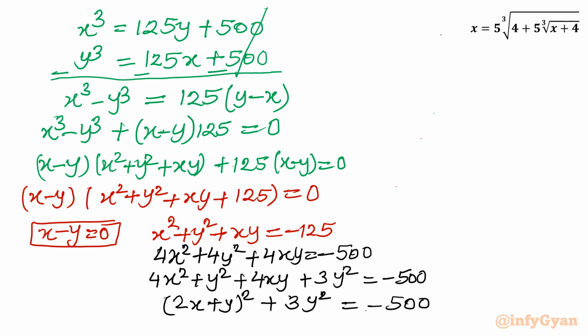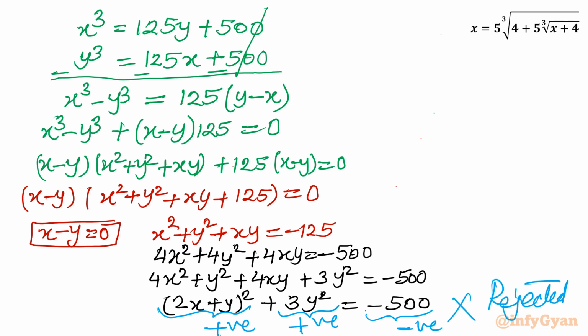Now I will conclude something from here. It is a sum of two squares. It is always positive. So for real solutions, the sum cannot be negative. This cannot be negative, so rejected, as complex solutions are there. So we will write here rejected. What is accepted? It is x minus y equal to 0.